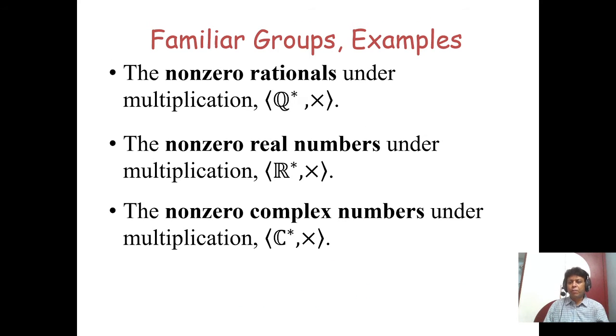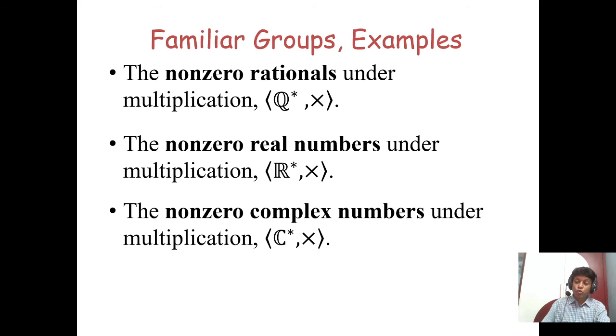Also a few more examples. Non-zero rationals with respect to multiplication are also a group. Non-zero real numbers with respect to multiplication, and non-zero complex numbers with respect to multiplication, are also groups, because they follow the associative property. There must be an identity: yes, for multiplication you have 1 as the identity. 1 is the multiplicative identity, and 0 is the additive identity.